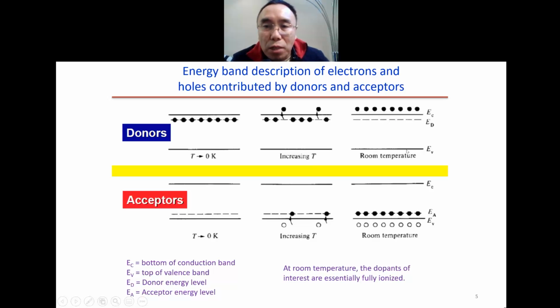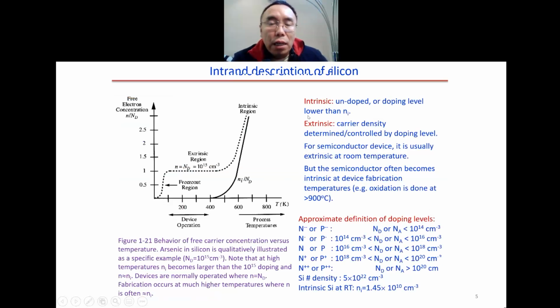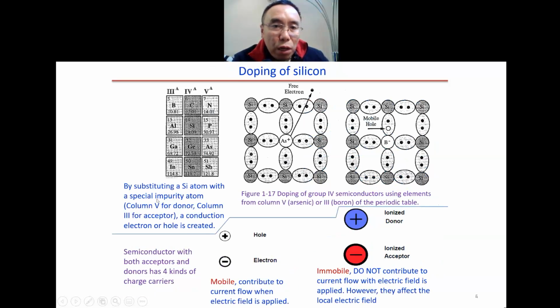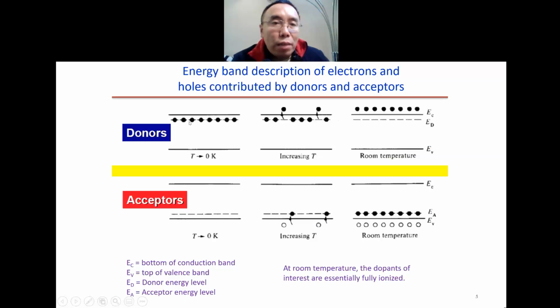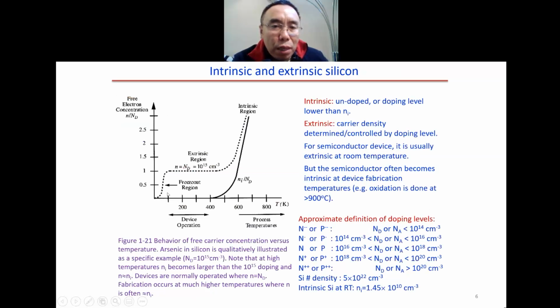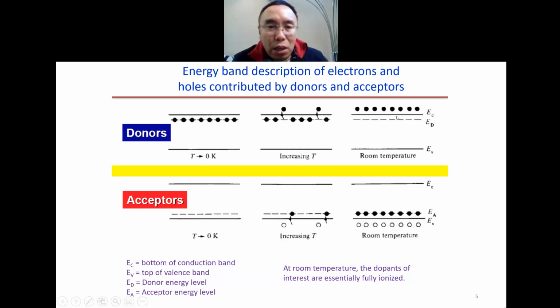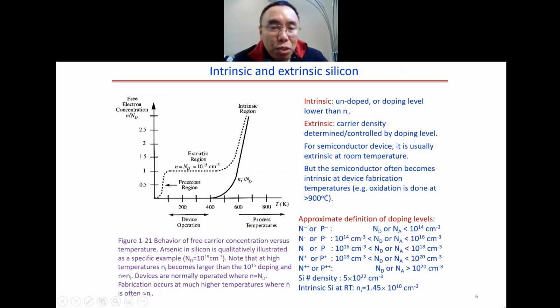We can also see this in another diagram. Here we talk about n-type doping with arsenic. At low temperature, the free electron concentration is 0. It corresponds to here: low temperature, not excited, so there are no free electrons. Then it goes up, and at room temperature they are all excited. This is called the extrinsic region.